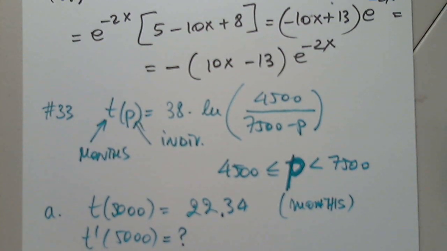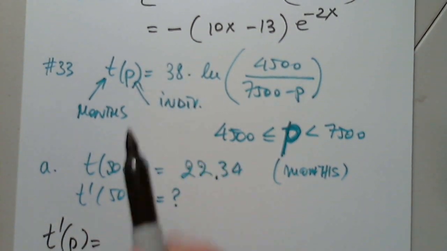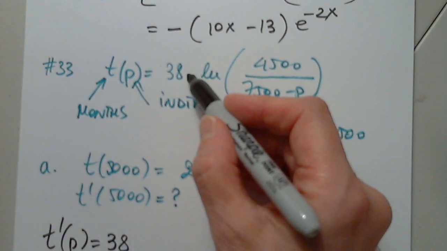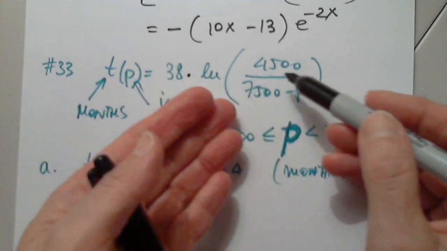Okay, now they're asking us to find t prime of 5,000. First of all, how do I find t prime of 5,000? What do I need to find first? What do we need to find first? In order to find t prime of 5,000, I have to find something first. What is it? What do you think? T prime. Absolutely. T prime, or the derivative. Yes, awesome. Exactly. This is just a number, so it will stay outside, and this is a factor. We only need to differentiate this, because this is a constant times a function.